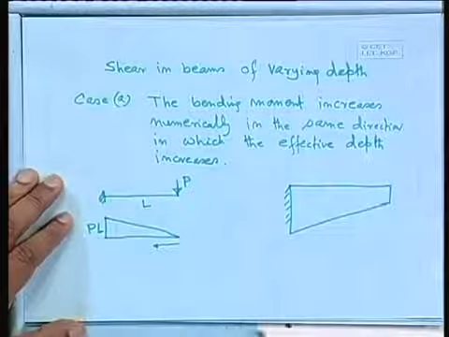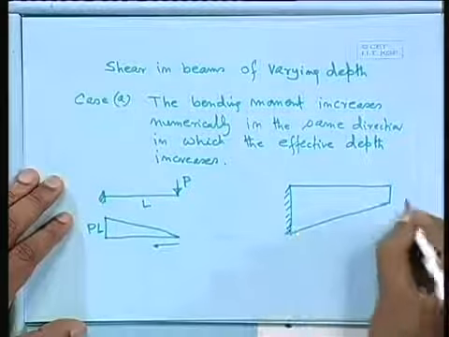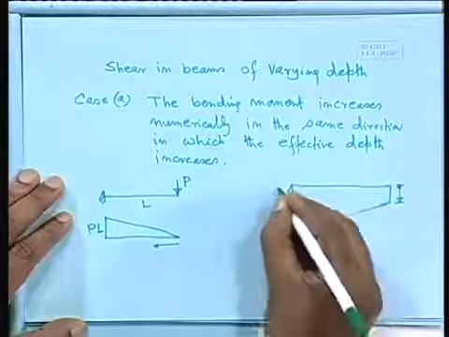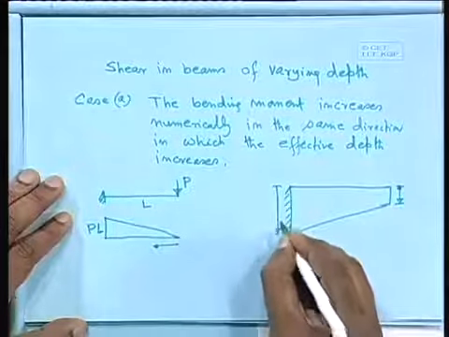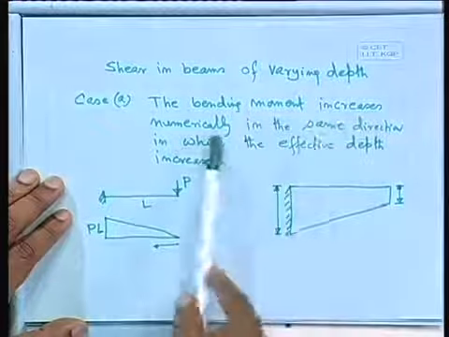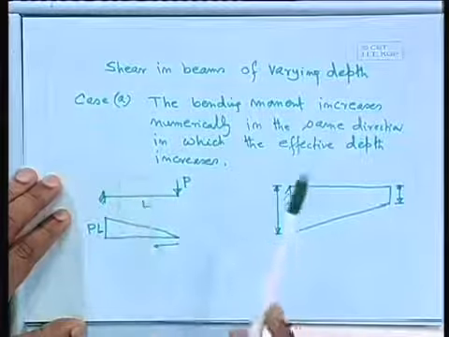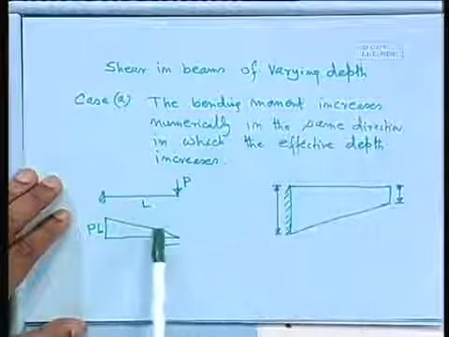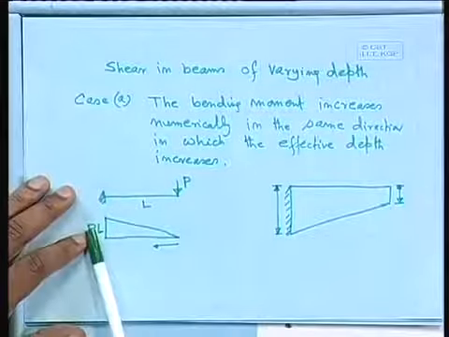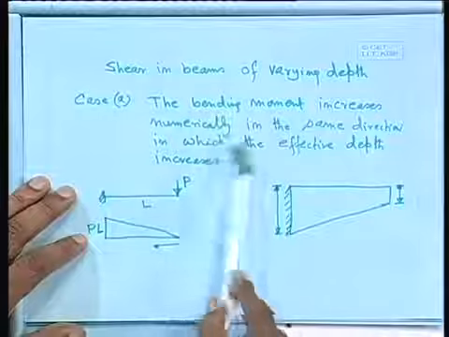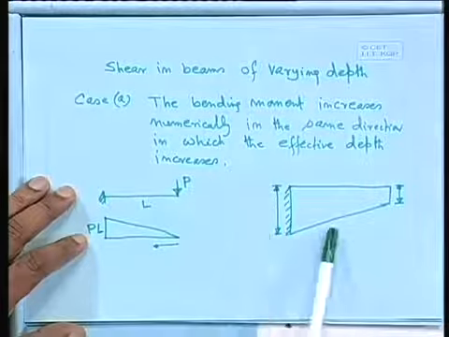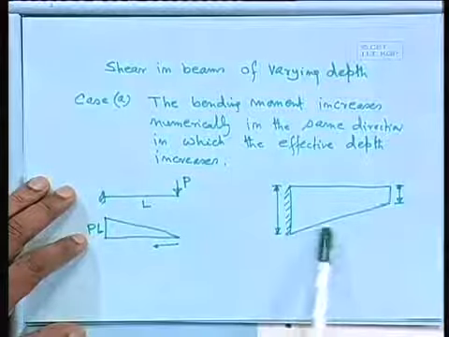So this is your diagram. We are having a certain depth here and we are providing a certain depth here. So what happens in this case? The bending moment increases numerically, we are talking numerically, because whether you are talking positive or negative, we are not talking about that, so it is increasing here. So bending moment increases numerically in the same direction in which the effective depth increases. This is the case where it increases.